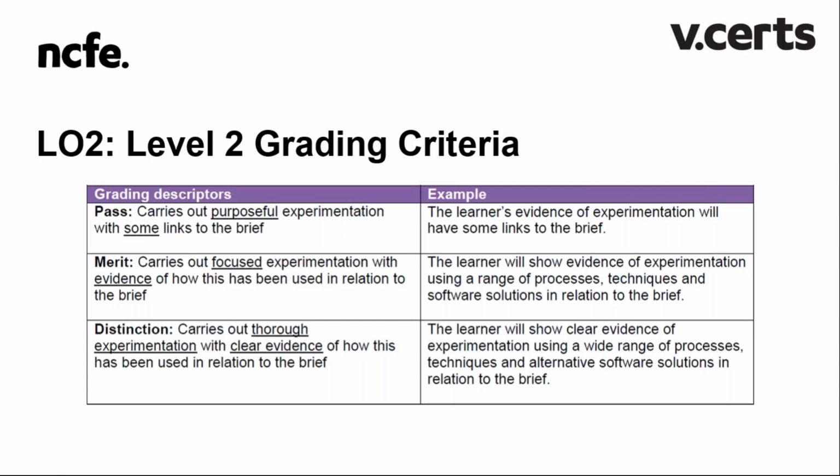So pass level should show some links to the brief. Merit, they would have a wider range of evidence that responds to the brief, and distinction would be thorough experimentation with clear links to the brief here. And a good way to do this is annotations of screenshots, and if those annotations are really communicating that they've used that brief within their experimentation, this is where the higher end criteria can be achieved, because they're consistently making decisions in response to a brief.